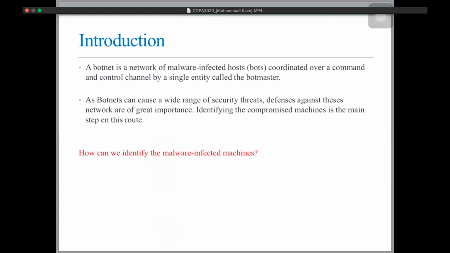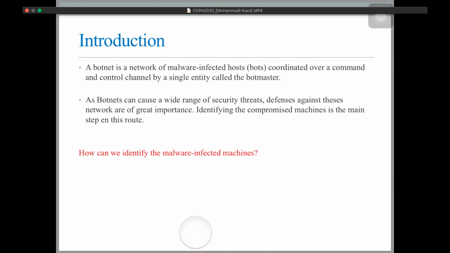A botnet is a malicious network of bots coordinated by a single entity called the bot master. A bot is a malware performing illegal activity based on commands received from the botmaster over a command control channel. Botnets can cause a wide range of security threats on the internet, of which the most typical ones are distributed denial of service attack, click fraud, illegal resource consumption, and spamming.